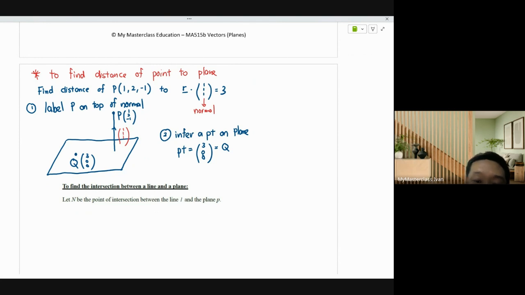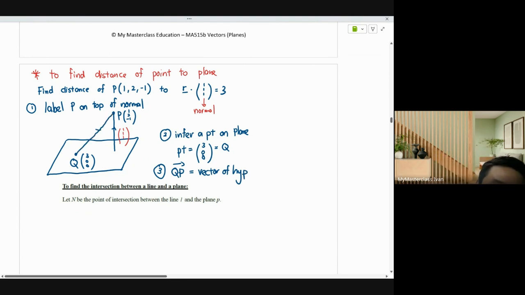Okay. Now number 3, QP is the vector of the hypotenuse. Which is 1, 2, minus 1, minus 3, 0, 0. Okay, QP is P minus Q, right? So that would be minus 2, 2, minus 1.